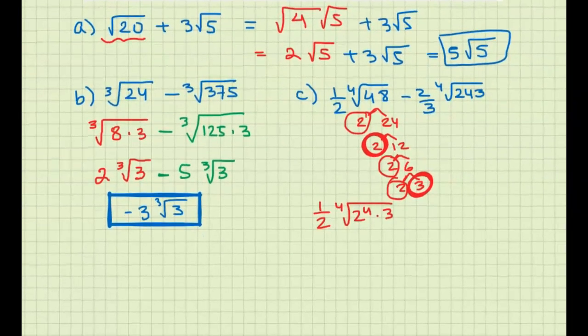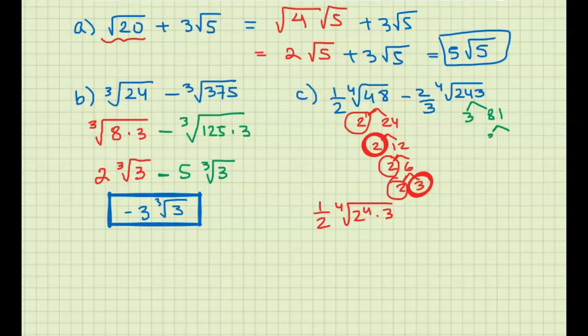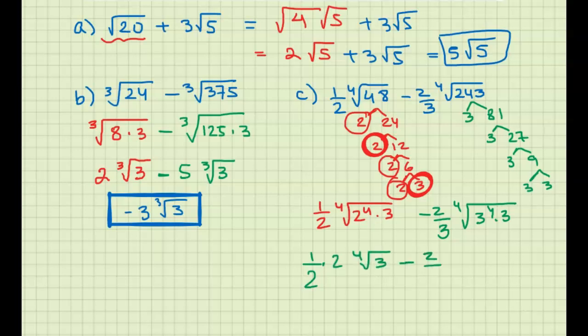Alright, now let's do this one, 243. This divides by 3 and I get 81. 3 times 27, 3 times 9, 3 times 3. Okay, so this is 3 to the 5. So we get 2/3, 4th root of, and I'm going to write it as 3 to the 4 times 3, because we want perfect 4th roots. Alright, so let's simplify. We have 1/2 4th root of 2 to the 4 is 2, and we have 4th root of 3. Then 2/3 4th root of 3 to the 4 is 3, and then we have 4th root of 3.